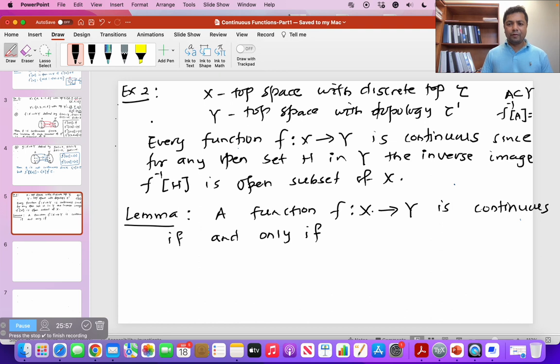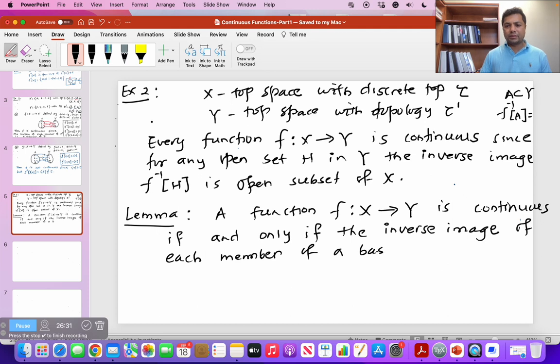A function f from X to Y is continuous if and only if the inverse image of each member of a basis B prime for a topology tau prime in Y is open in X.